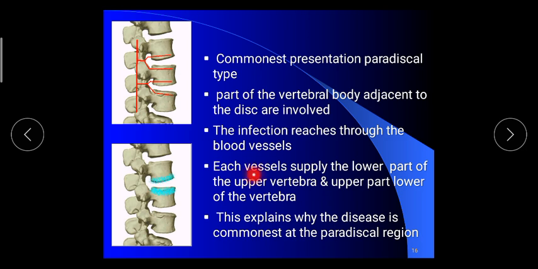Each vessel supplies the lower part of the upper vertebra and the upper part of the lower vertebra. So you can see the infection is going to the lower part of the upper vertebra and the upper part of the lower vertebra. This explains why the disease is commonest in the paradiscal region. So this can be a viva question.